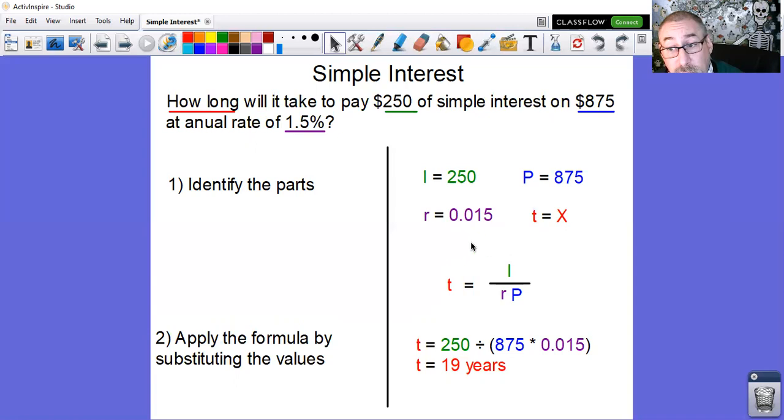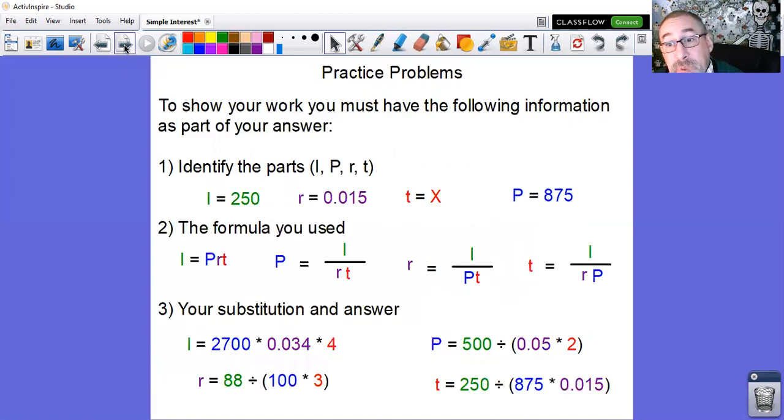So we're going to use our formula. So time is equal to interest divided by rate times principal. Substitute the letters with their values. 250 divided by 875 times 0.015, and you'll end up with 19 years. It'll be 19 and a little extra. So it rounded to 19 years. Again, identify, use the right formula, substitute. Not too bad. All right.